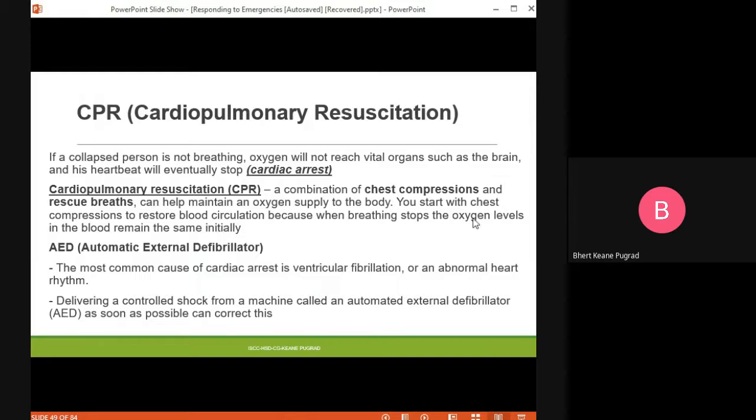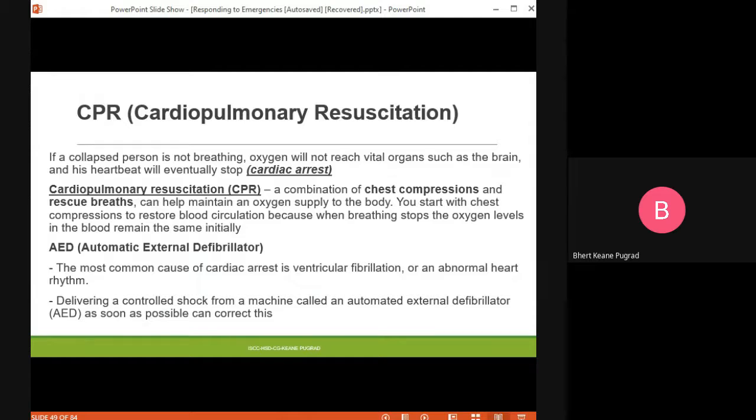So what is CPR? CPR is a combination of chest compressions and rescue breathing. So the purpose of doing CPR is to maintain oxygen supply to the body, no? To kumbaga parang ikaw na yung nagpa-pump, no? Ikaw na talaga yung nagpa-pump ng sa puso ng pasyente, okay? Para yung blood ay mag-circulate pa rin papunta sa utak and to the major organs of the body. Okay? You start with chest compressions to restore blood circulation because when breathing stops, the oxygen level in the blood remain the same initially. Okay?